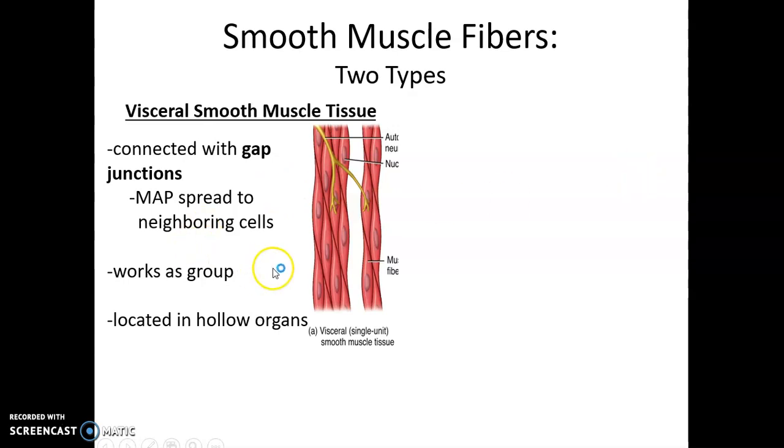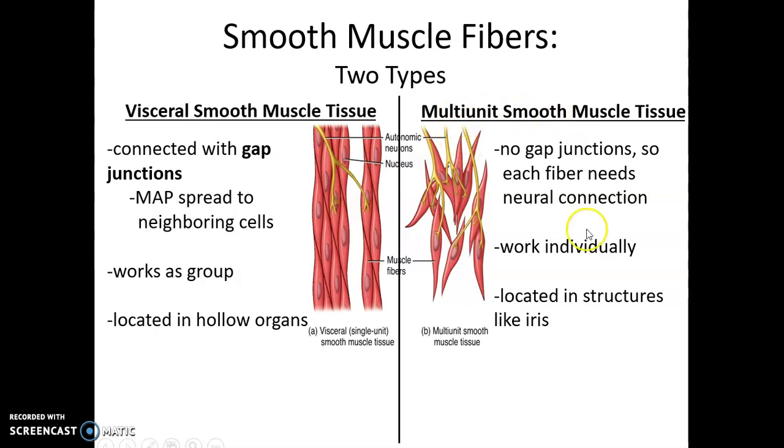There are two types of smooth muscle fibers. You have the visceral smooth muscle fibers. They form sheets of smooth muscle cells, and these cells connect to each other with gap junctions that again allow muscle action potential to spread between cells. They work collectively, they work as a group, so they only need a single signal from a neuron. And of course, as we know, they're located in hollow organs primarily.